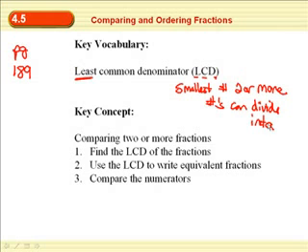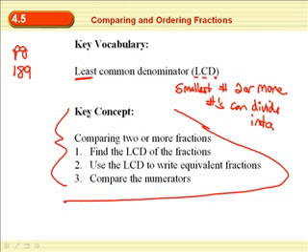So your key concept, I have the box written for you here. Just write this down. This is the key concept box right here. It's my feeble attempt to draw a box. Comparing two or more fractions, the first thing you do is you find the LCD of the fractions. You use that LCD to write equivalent fractions. Then you compare the numerators.